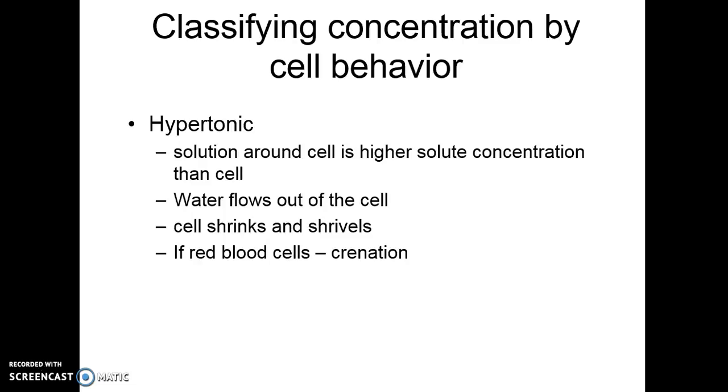Hypertonic means too high a concentration. So the concentration of the solution that you're dealing with is higher than what you would find in blood or around a cell. So what happens is water is going to flow from inside the cell out. So the cell will shrink and shrivel and actually come to a point where it's not viable anymore. If that happens to red blood cells, we call that crenation.